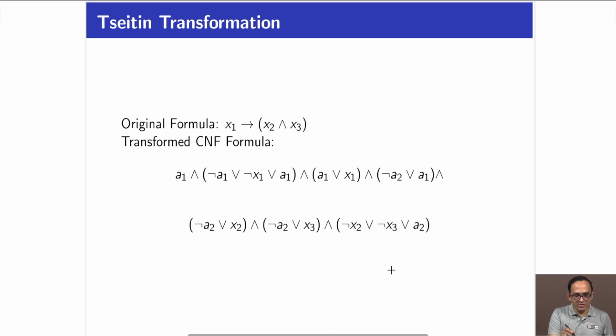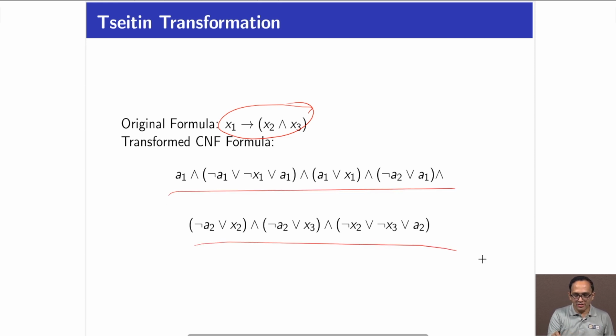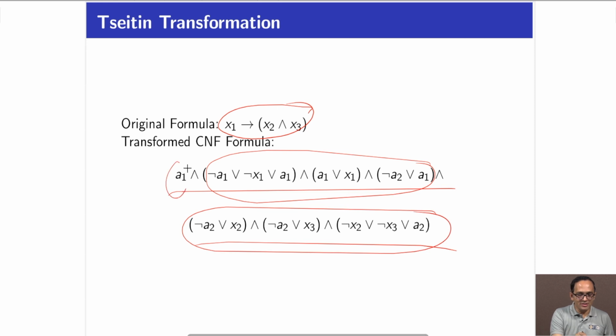Just for completeness, for this formula, this is the formula in CNF I will get, right. This part is for clause 1, this part is for clause 2, and this is clause 3. Each of these has 3 clauses. So, there are 7 clauses, right. So, this conversion we have learned in the previous class.